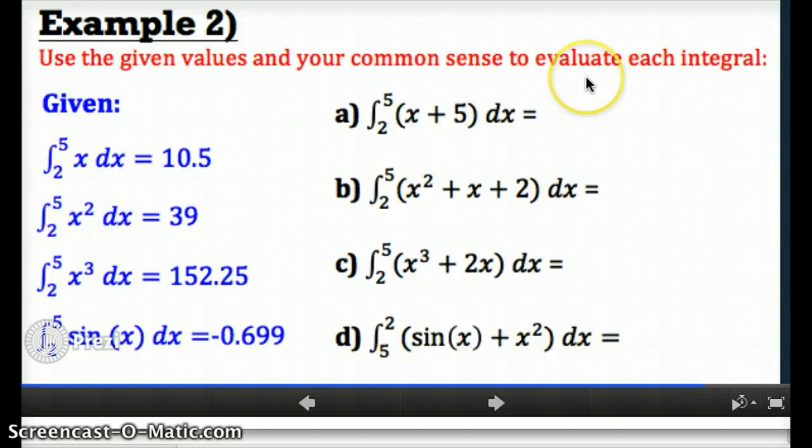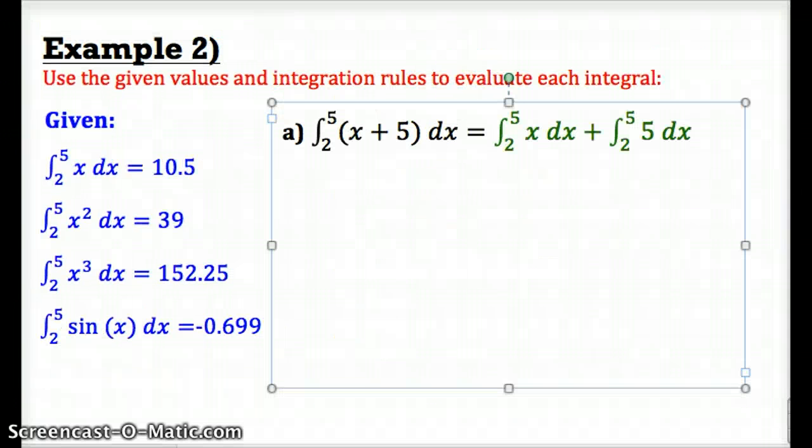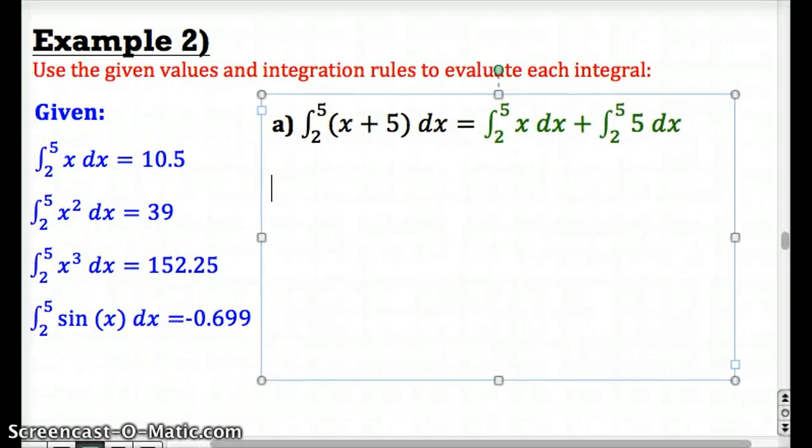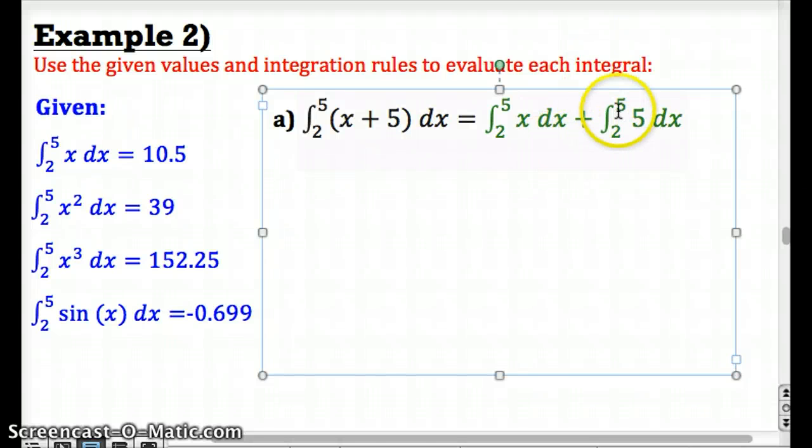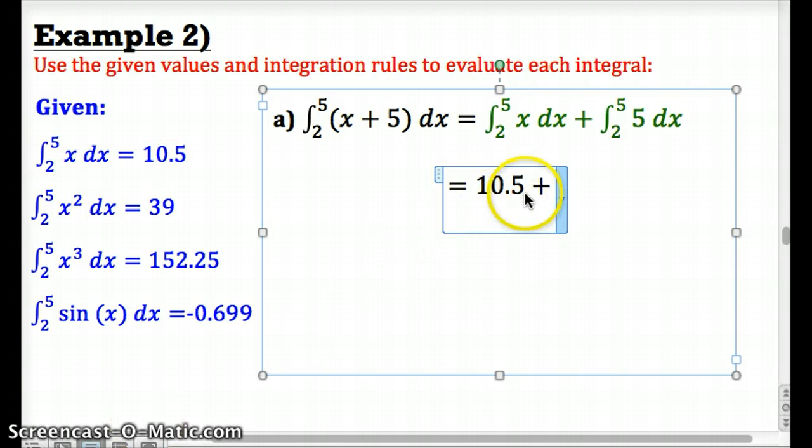I'll do the first one with you, and then I'm going to have you try the last 3. So it should be fairly obvious that the integral from 2 to 5 of x plus 5 should be the same thing as the integral from 2 to 5 of x plus the integral from 2 to 5 of 5. Now, why would that be helpful? Well, for one thing, we know what the integral from 2 to 5 of x dx is. That's a given value. So that first integral is equal to the number 10.5.